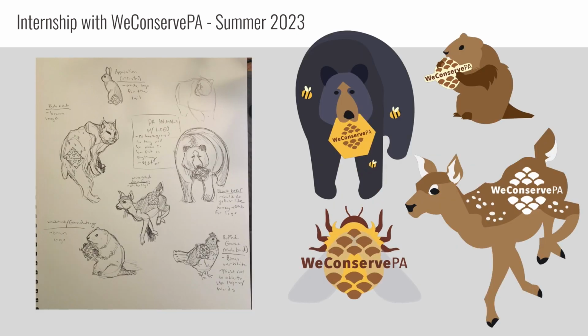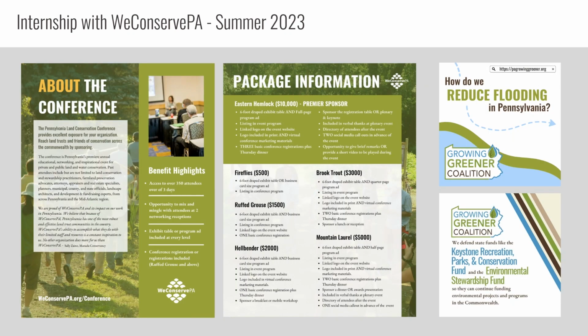One of my smaller projects were these vector PA native animals involving the We Can Serve PA logo. The idea behind this was they would be able to take the individual animals and use them on whatever content they needed. The We Can Serve PA bee being used for B-Day.